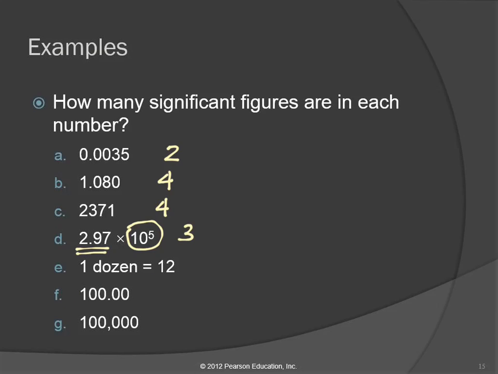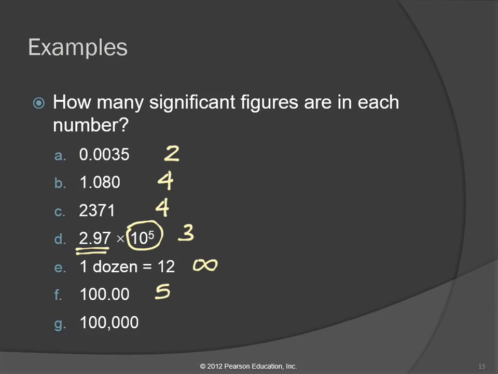1 dozen equals 12. That's an exact number. So if we were pressed to give a number of significant figures, how many sig figs does that have? Infinite. So that's a symbol for infinity. How about 100.00? 5. These are trailing zeros. There's a bunch of them, but there's a decimal point. So 5 sig figs in that one.